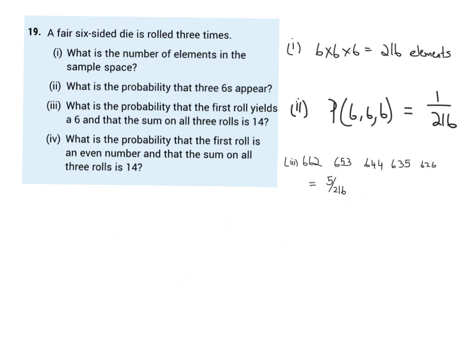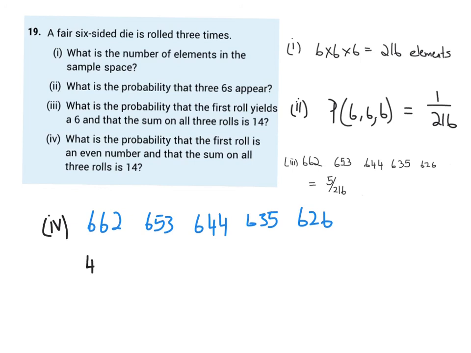Part 4 then asks what is the probability that the first roll is an even number and that the sum on all 3 rolls is 14. Similar again, we have all those possibilities from up above: 6, 6, 2, 6, 5, 3, 6, 4, 4, 6, 3, 5, and 6, 2, 6. Obviously beginning with a 6 is an even number. So what else could we begin with? We could begin with a 4.